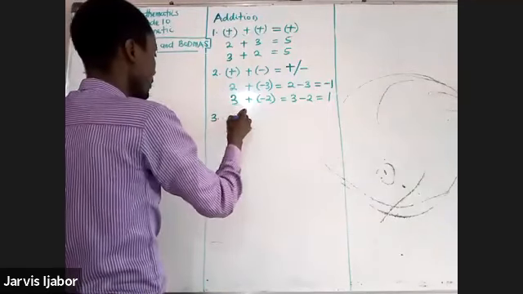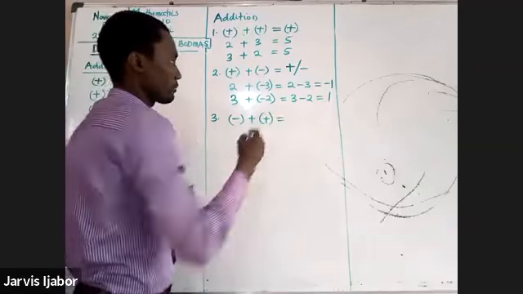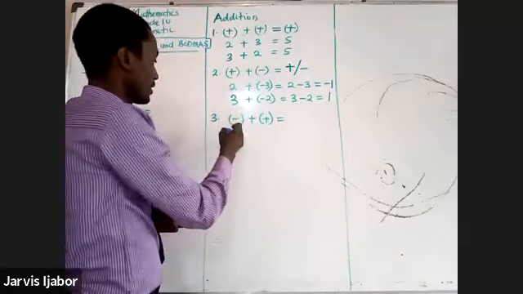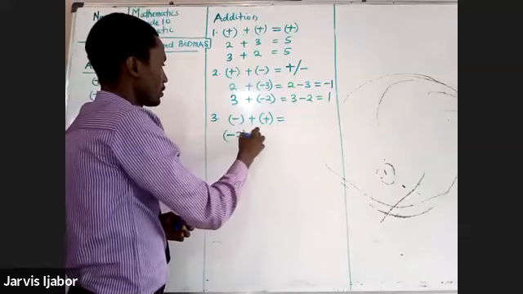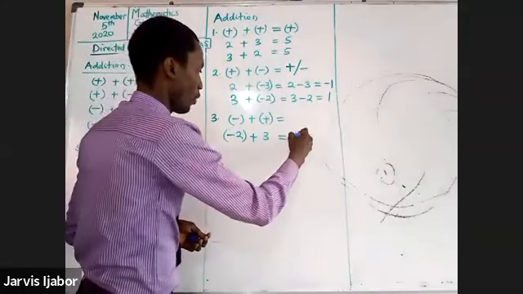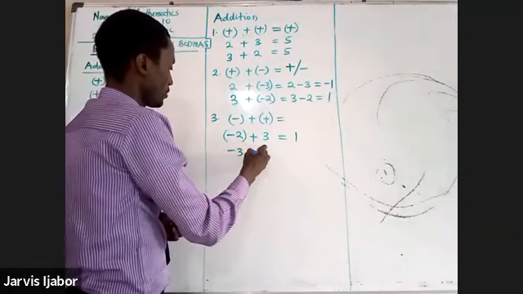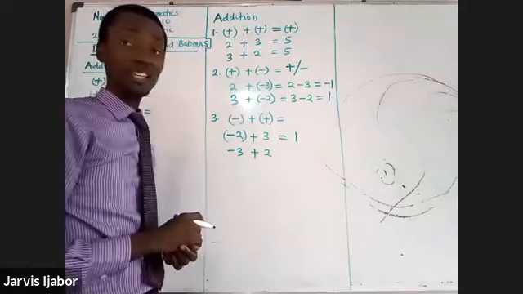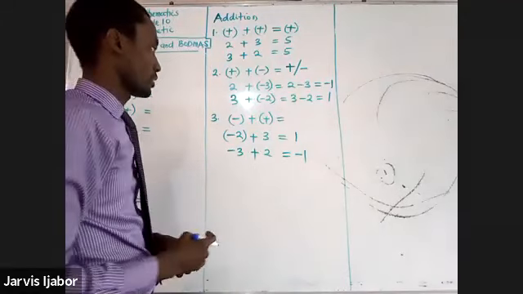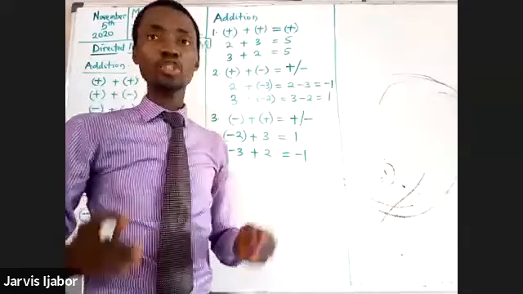What about if it's negative first, and I'm adding it to a positive? What would it be? Think. So what we'll do is to take the same numbers: negative 2 plus 3. What would that give me? That will give me 1. What if I have negative 3 plus 2? What does that give me? That will give me negative 1. So what's the conclusion? The answer is negative.